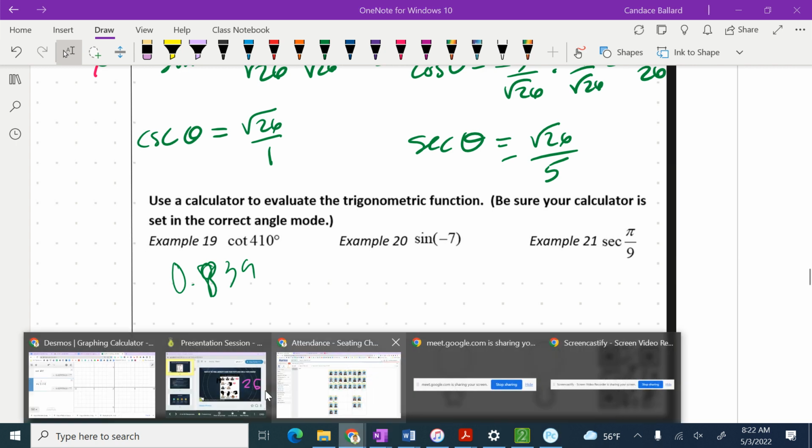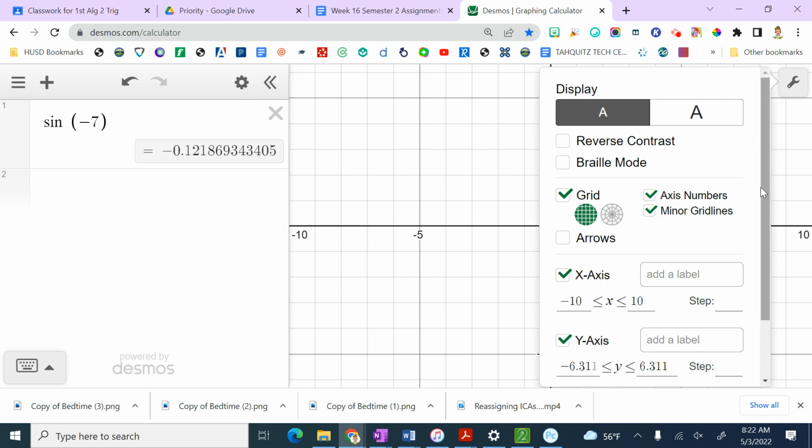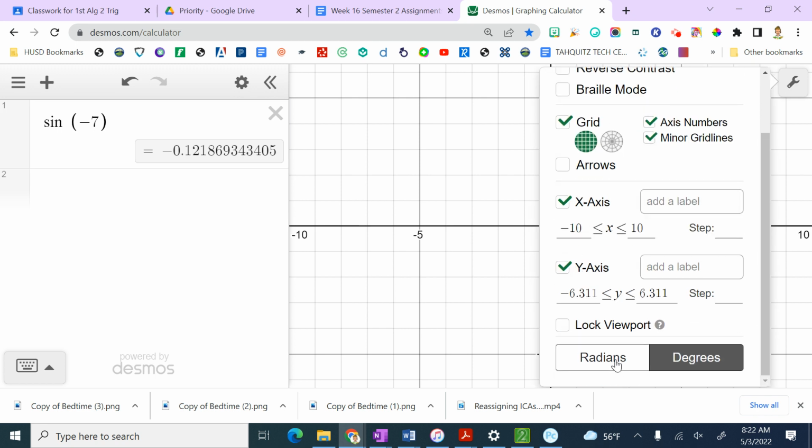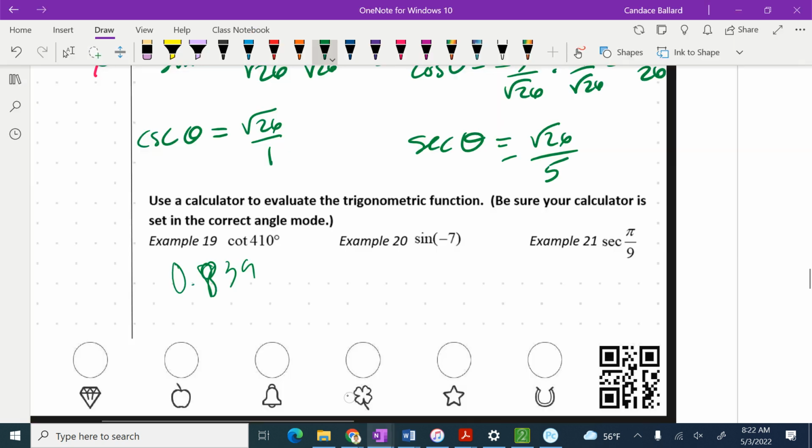Let's try that one. All right, so I'm going to type in sine. I'm going to type in -7. I'm going to double check my little settings guy over here with the wrench. I need to put it into radians. So I should have -0.657. I'm going 3 decimal places. All right, everybody on your own, put in example 21. You can start typing PI, and pi will pop up.